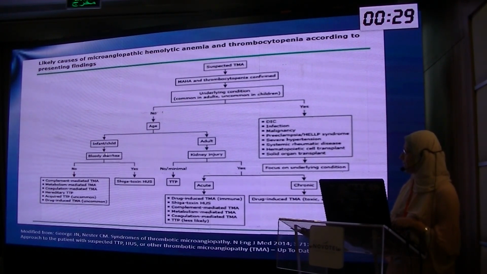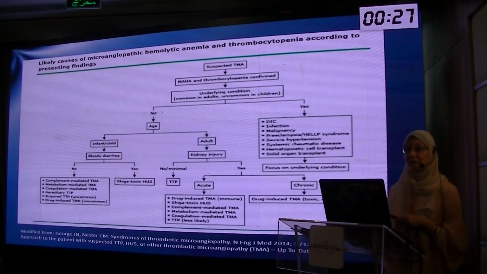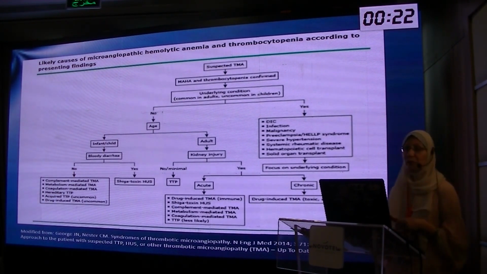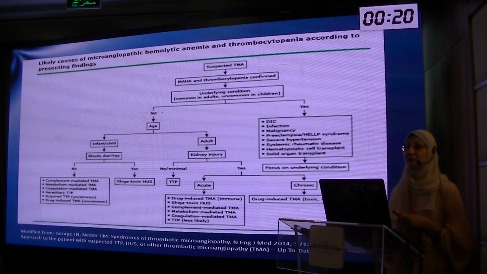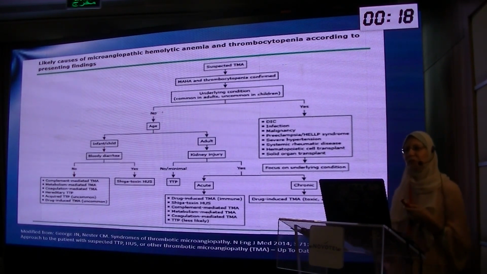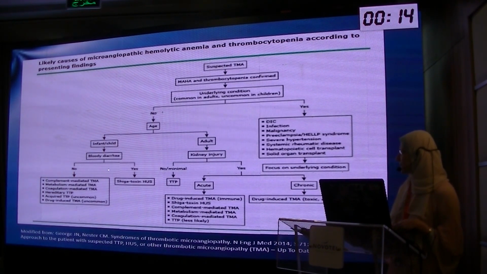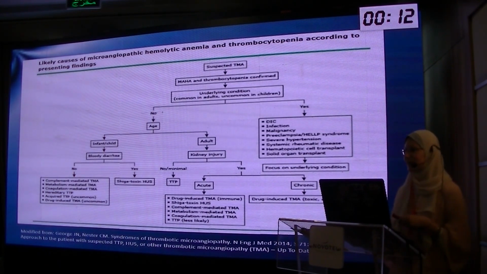If it's an infant with bloody diarrhea, then this is Shiga toxin HS. And if there's no bloody diarrhea, then you have to go through the causes, mainly the genetic causes, because with children there's not much room for secondary causes. So you start with complement-mediated, metabolism-mediated, coagulation-mediated, if it's the case of a child.